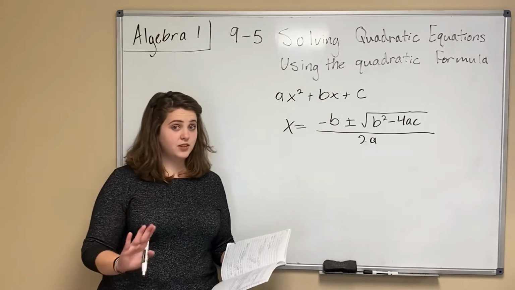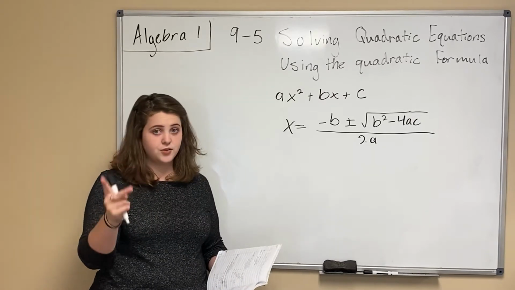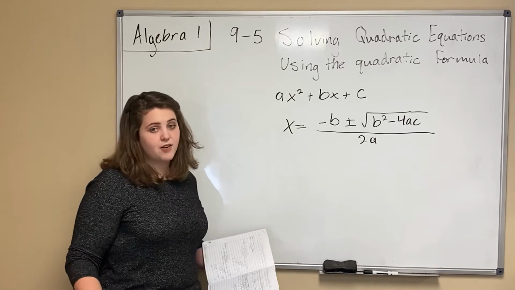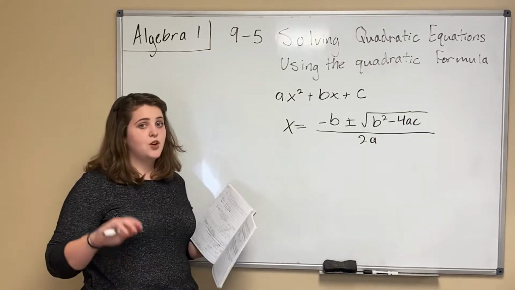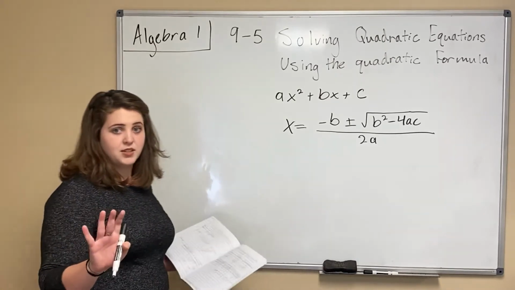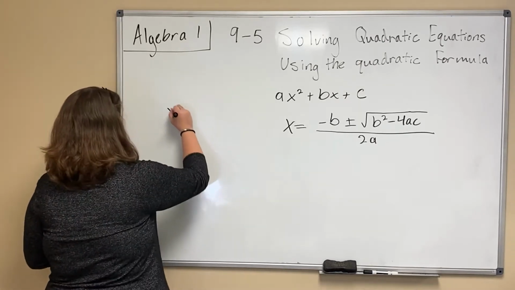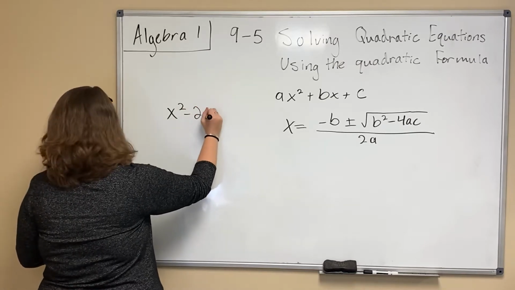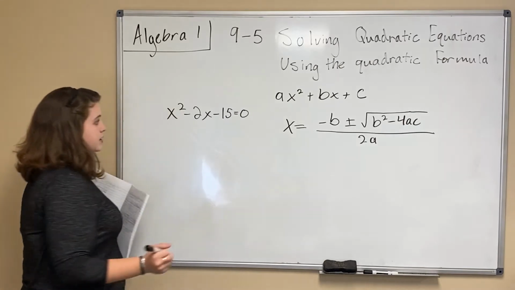Now that's a really long equation, but when we get to the end of it, we're going to have our two x values without having to graph it, without having to estimate, without having to plug in several points. We'll have figured it out. Now let's go step by step to practice one together. If I gave you the equation x squared minus 2x minus 15 equals 0.